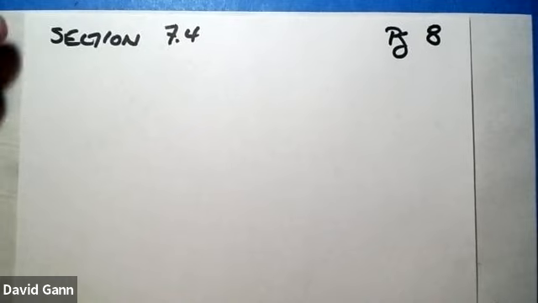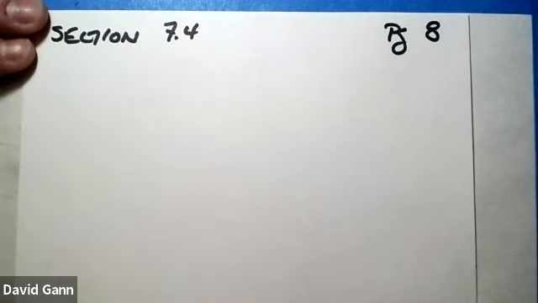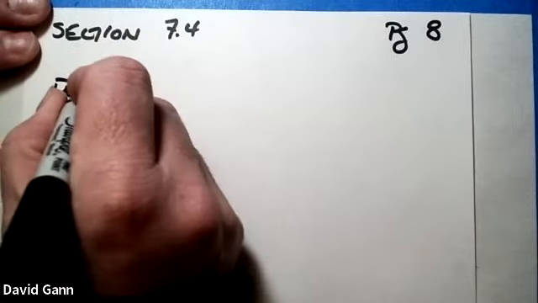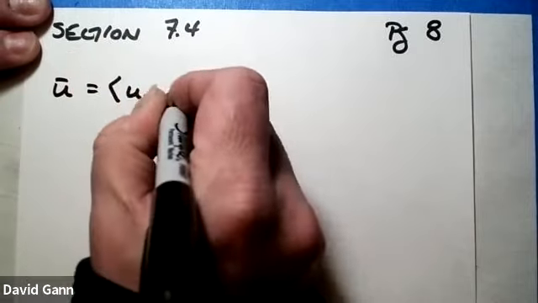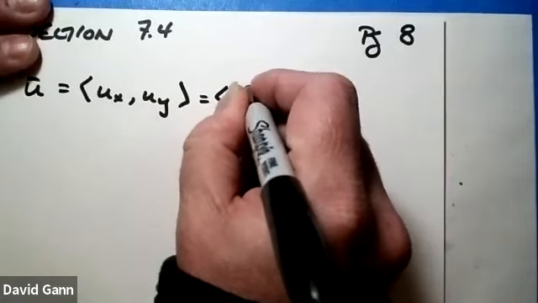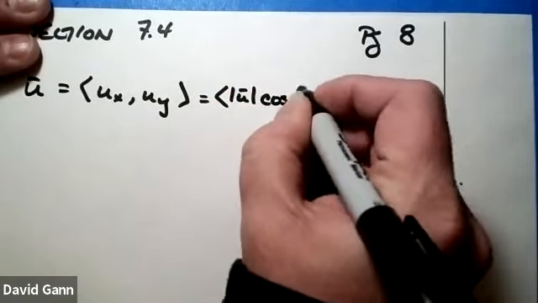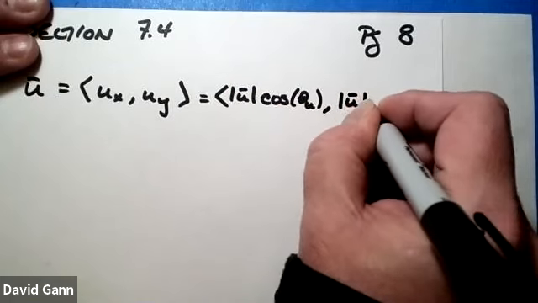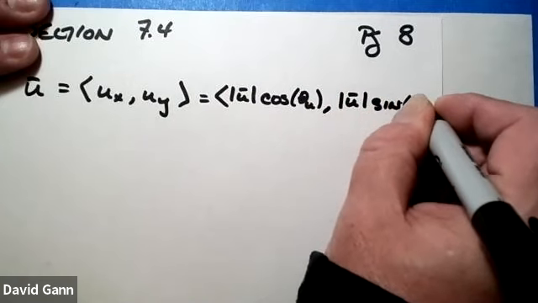Now, for arrow vectors specifically, we're going to develop something called the dot product, which looks an awful lot like multiplication in the sense that it works very similarly. So let me start with a vector that's represented in component form. So let's consider u equal to ⟨u_x, u_y⟩. And for illustration purposes, I'm going to remind you that that's also equal to ⟨|u| cos θ_u, |u| sin θ_u⟩.